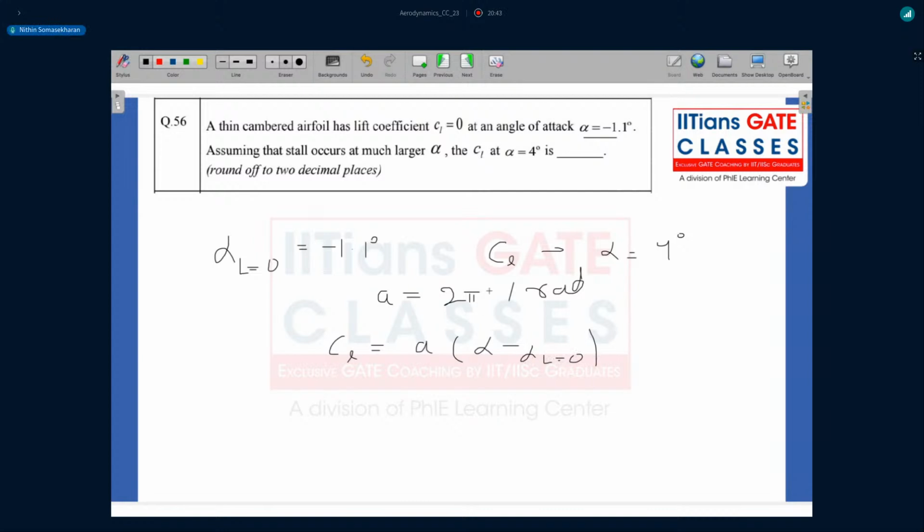The thin airfoil, so I can basically take 2 pi. Assume that 2 pi would be my lift curve slope. So my A is 2 pi. My alpha is nothing but 4 degrees, and minus of alpha L equals 0 would be plus 1.1. And I need to convert this to radians, so I need to multiply it by pi by 180. Right? So this is my CL. If you calculate this, your CL will turn out to be a value of 0.559.